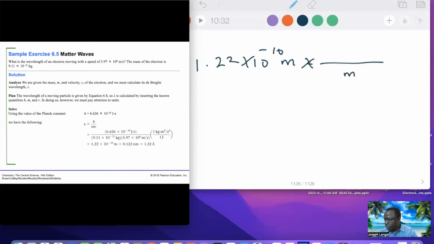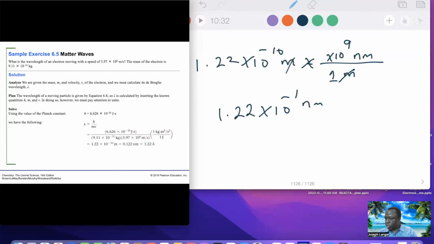I want to get rid of meters. I want to remain with nanometers. This will be 1 meter, this will be times 10 raised to 9 nanometers. That and that will go. And this will be 1.22 times 10 raised to negative 1 nanometer.